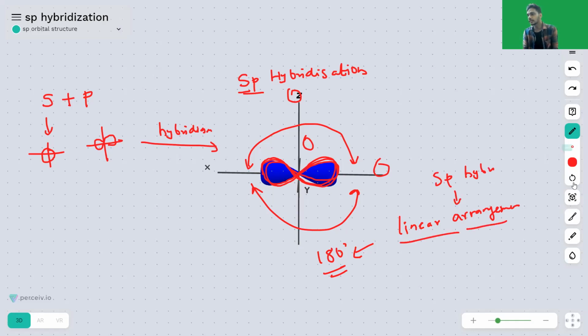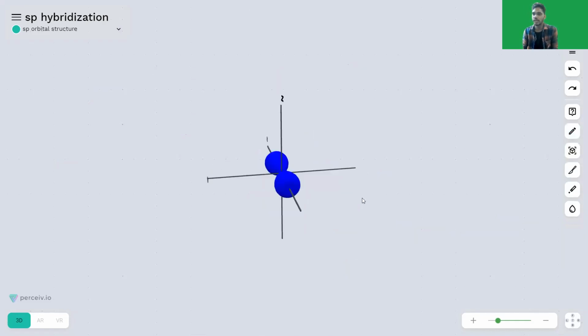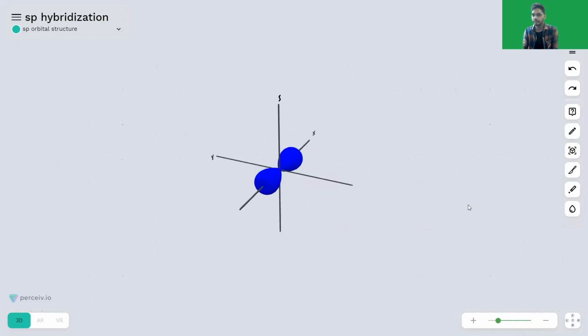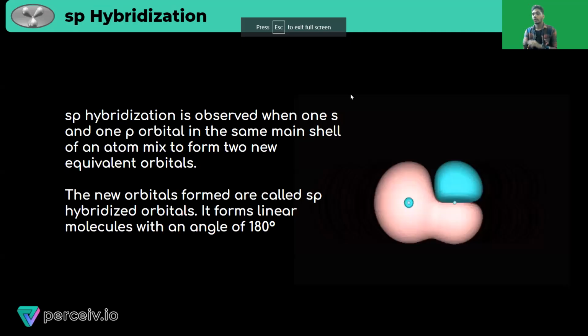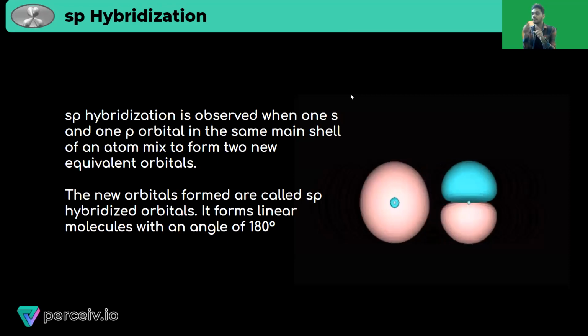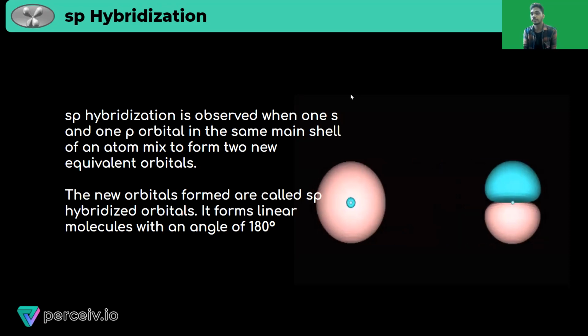So have you understood this concept? Yeah, that is a more and more important part over here. Okay, so this is sp hybridization. Just have a look over here again. Now let's move to the same part. Okay, so we just saw the sp hybridization. We talked about 180 degrees, we talked about the mixing. So let's move on to the further things.